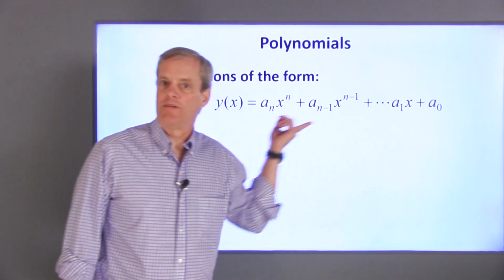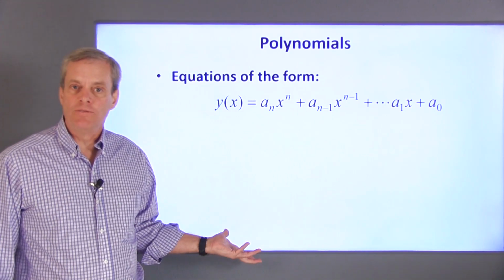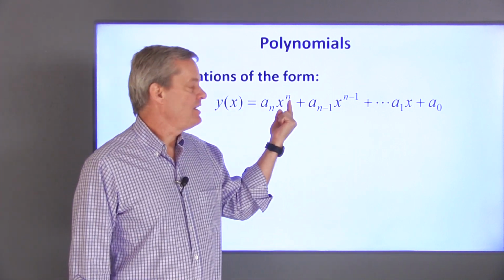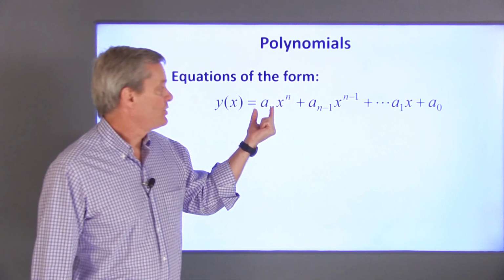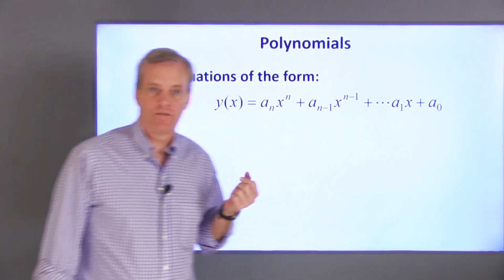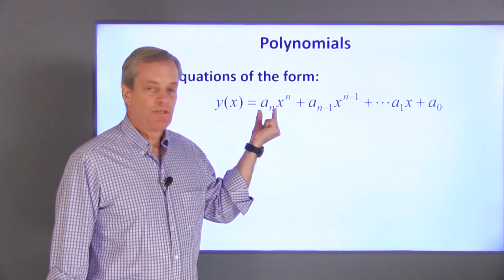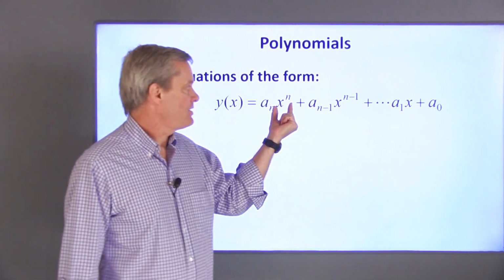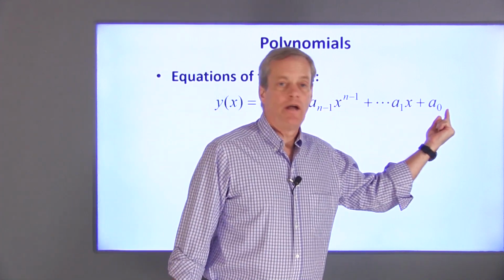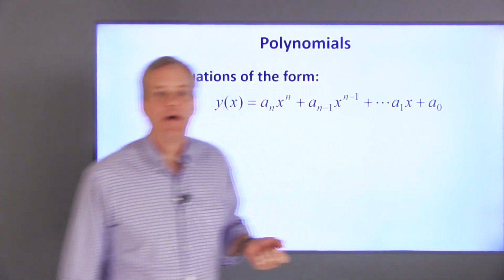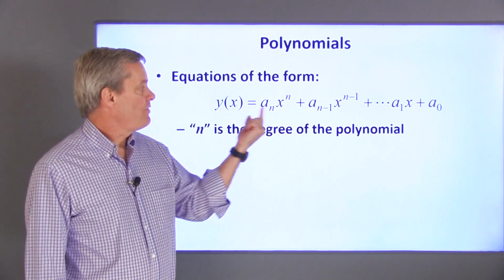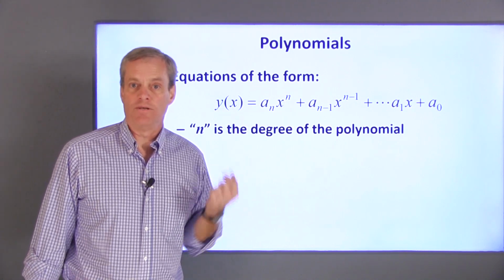Polynomials are equations of this form. The value of the polynomial is the sum of terms that individually are powers of the independent variable x, multiplied by some numbers. The powers are all non-negative integers. So y of x is equal to some coefficient, a number, times x to the n, plus another coefficient times x to the n minus 1, and so on down to x to the 0th. The degree of the polynomial is the highest power of x, so this is an nth order polynomial.